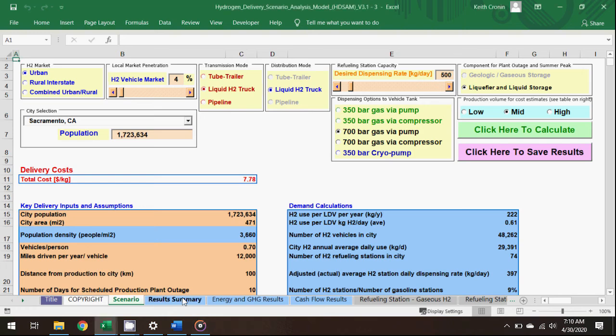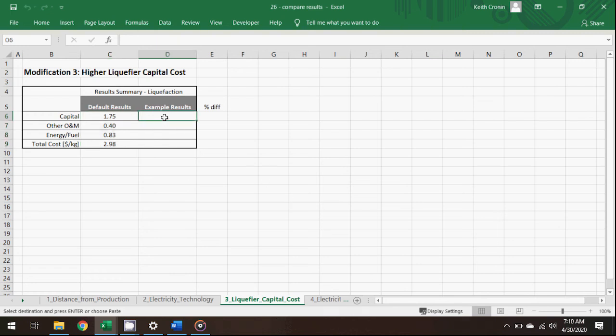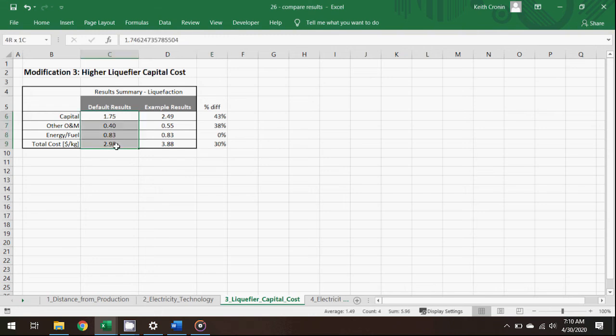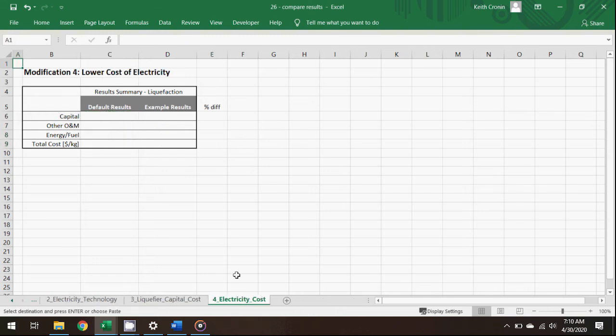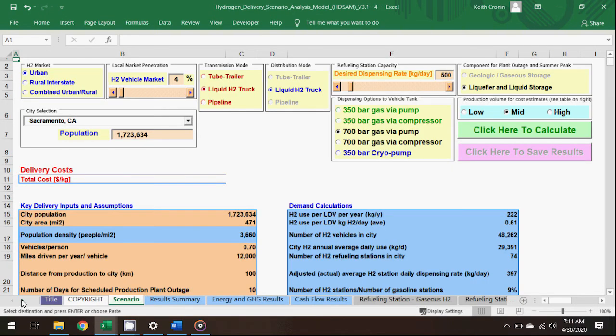I'll copy the modified liquefaction contribution cost results to compare them with the default results. And the costs increased with about a 30% increase in total cost. For the final modification, I'll change the cost of electricity to show the impact of electricity cost on liquefaction. I've already copied the liquefaction cost contribution from the default scenario in the previous modified scenario, so I'll bring up another default scenario workbook for this last example and change the cost of electricity from 7 cents per kilowatt hour to 2 cents per kilowatt hour.